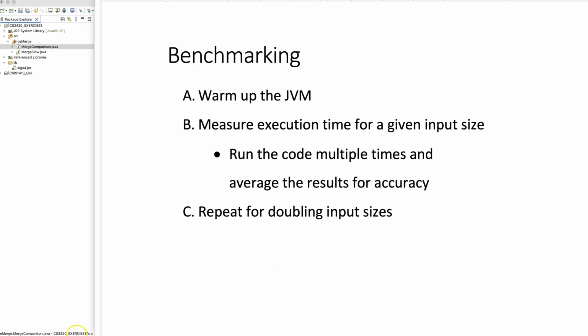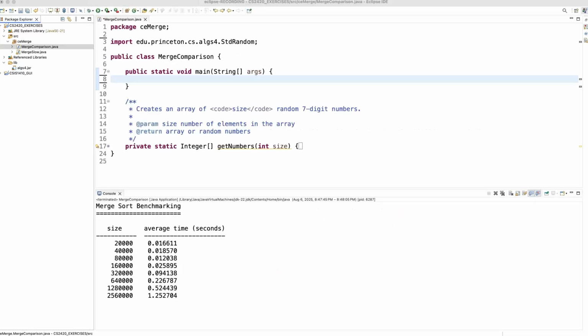So let's get started. Here is a Java project I already started. It's called Merge Comparison because in the class exercise, we are going to compare the execution time of two different implementations of merge sort, but in this video, I only show it once. And we already created a method called getNumbers. So this method returns an array of the specified size, and it is filled with random 7-digit numbers.